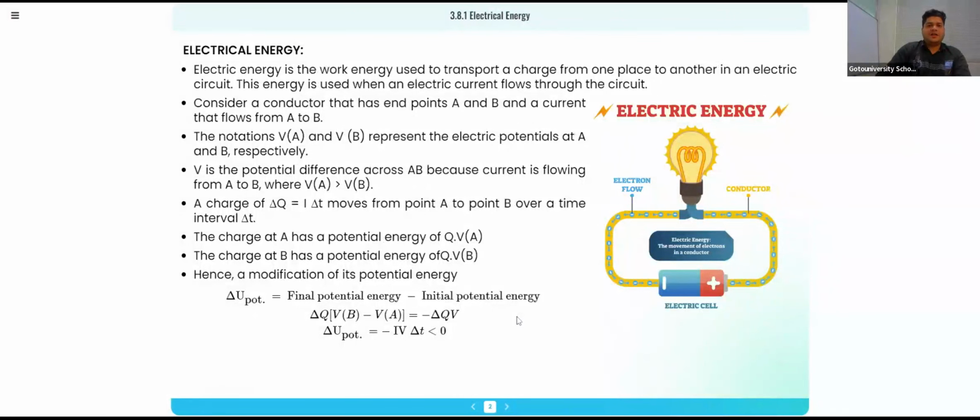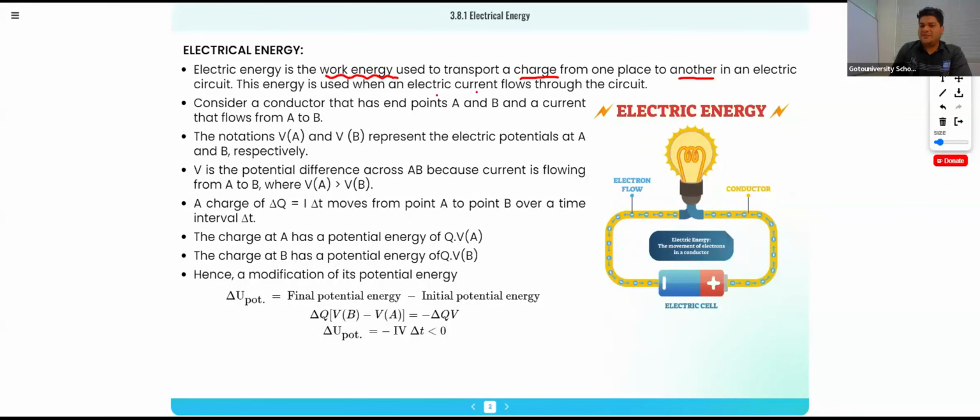We have electrical energy. See, what is electrical energy? Electrical energy is a work energy. It is a work energy which is used to transport a charge from one place to another in an electric circuit. This energy is used when electric current flows through the circuit. Okay, we will discuss about this.